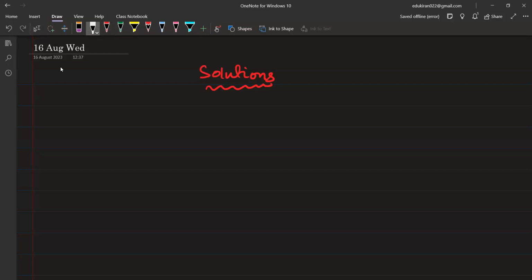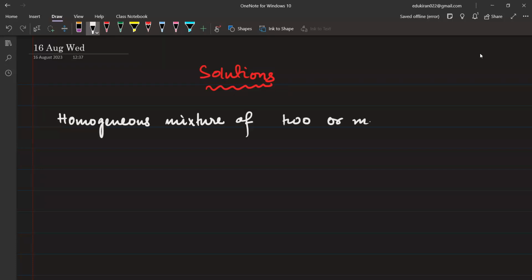Now, what is a solution? A solution is a homogeneous mixture of two or more components. Two or more components. Okay, simply speaking, a homogeneous mixture of two or more components. Other thing is, what are those components? Generally, we have two components, and please write the next point.